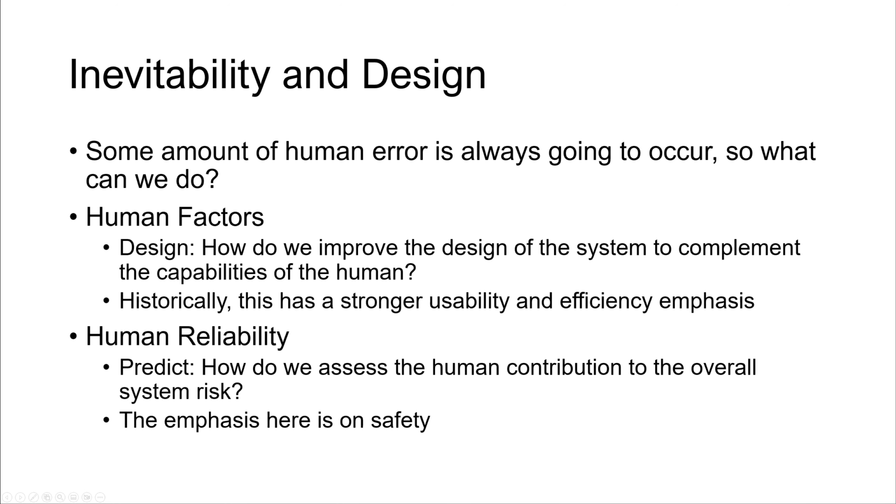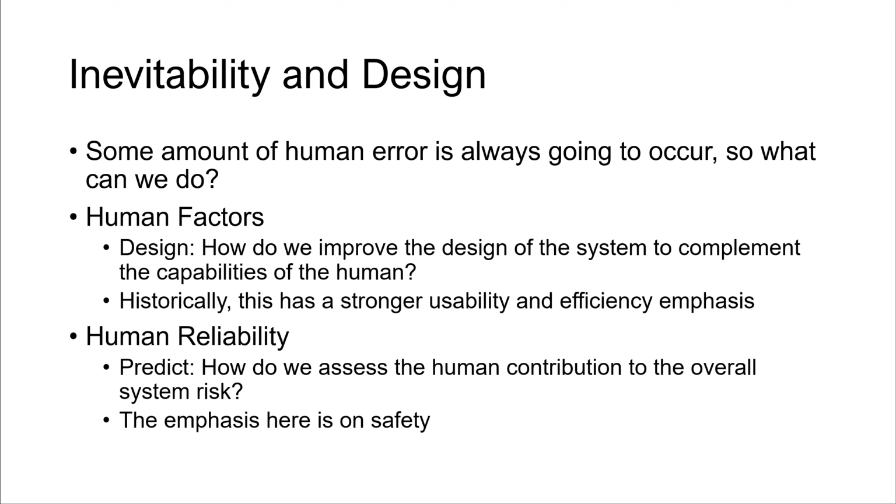Okay, so then there's also the aspect of inevitability. Some amount of human error is always going to occur. So what can we do? There's two directions for this, from a human factors perspective or a design perspective, right?